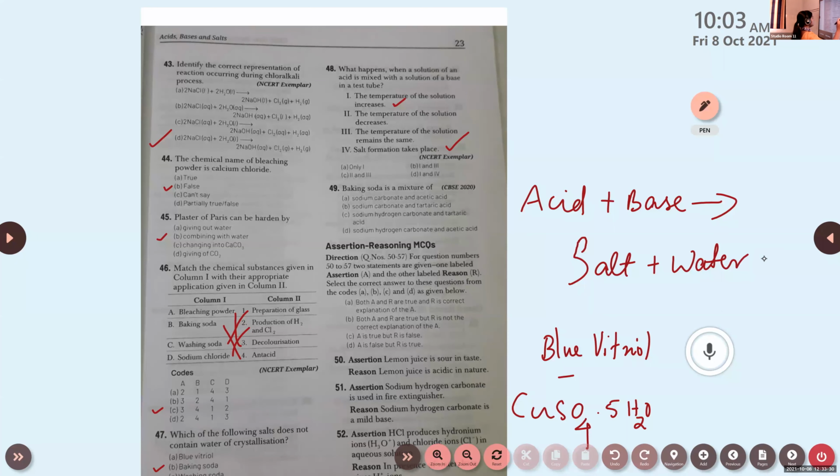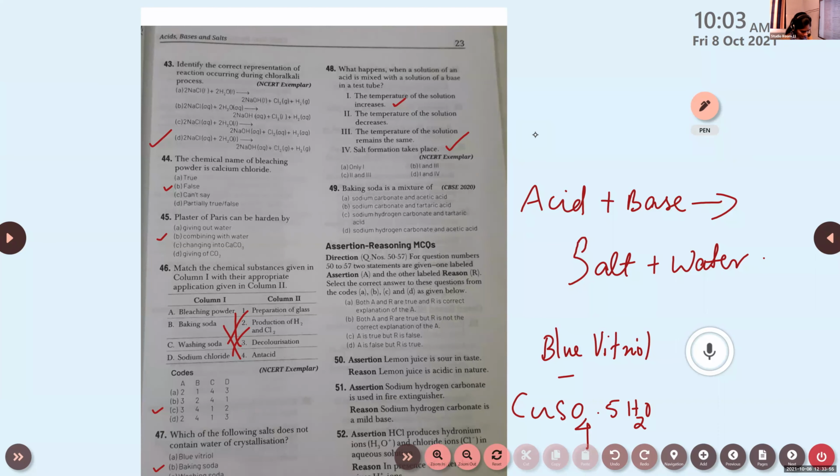Then question number 49. Baking soda is a mixture of. Option A, sodium carbonate and acetic acid. Option B, sodium carbonate and tartaric acid. Option C, sodium hydrogen carbonate and tartaric acid. Option D, sodium hydrogen carbonate and acetic acid.